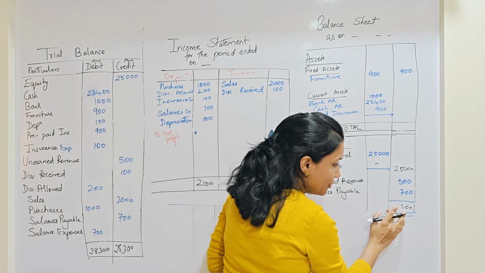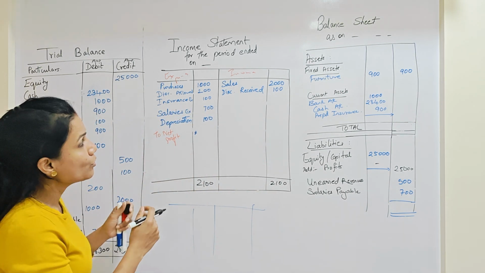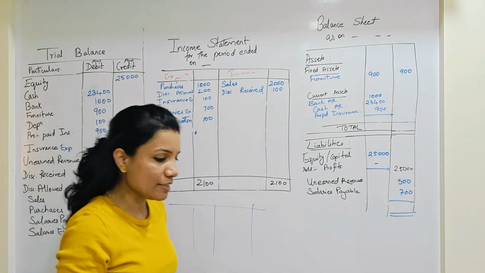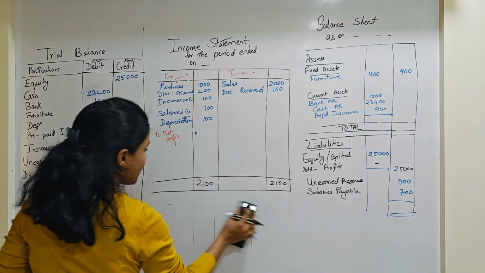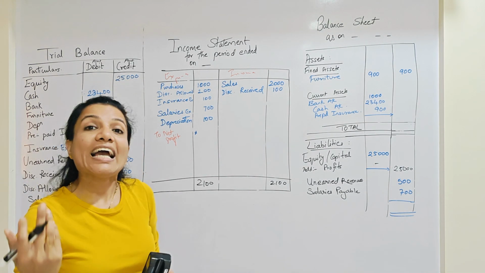But let's make a few changes here. I want you all to know what if there is a profit. Now how to make changes? I'll make a few changes here. Suppose there was one more transaction of sales. Let's say there was one more sales transaction. There was another cash sales made.